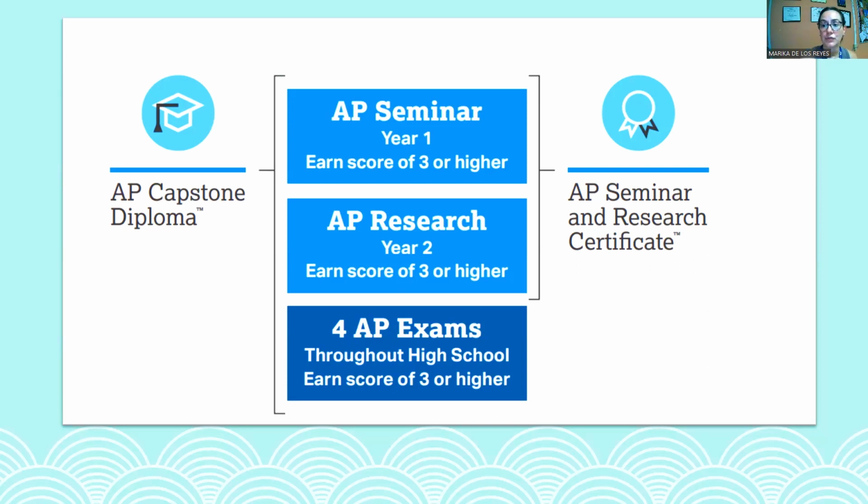AP Seminar is the first year. It's intended to be the first foundational AP course that you take. That will give you a jump into what AP Research is. And then you take an additional 4 AP exams and you complete what is known as the AP Capstone Diploma. If you attempt the Capstone program and don't pass with a score of a 3 or higher, then you can earn what is known as the AP Seminar and Research Certificate. Both of those earn you different things. They translate to things in college.